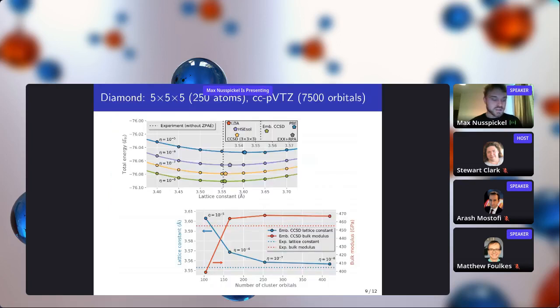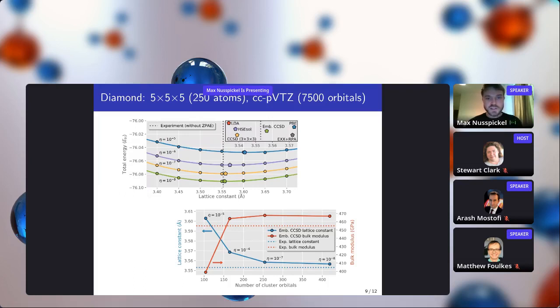Now let's finally look at some results. And this is diamond again, a 555 supercell. This is 250 atoms, triple zeta basis set, which is 7,500 orbitals. If you know coupled cluster, you know that this is kind of out of the reach of canonical coupled cluster solvers. But here we just vary the lattice constant and plot the total energy for 4 different values of eta. And the eta gets lower as we move down. So the most accurate result is the green curve here.